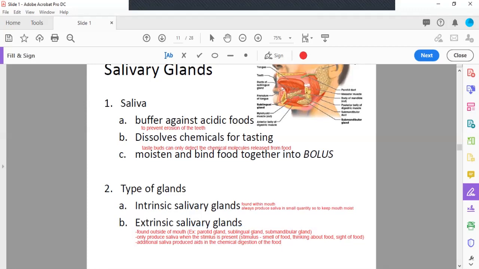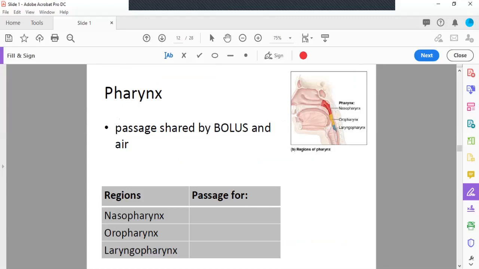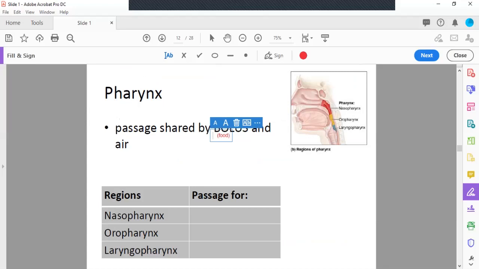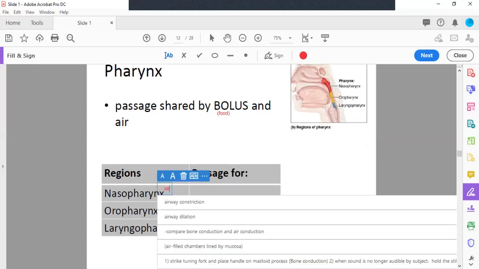Okay, let's move on. So we're done with the mouth. Let's go to the pharynx. The pharynx is a passage shared by bolus and air. When you think of bolus, we think of food, right? The pharynx can be divided into three regions: nasopharynx, oropharynx, and laryngopharynx. So what exactly is the nasopharynx? The nasopharynx is defined as an air passage.